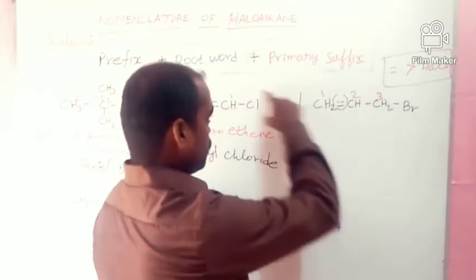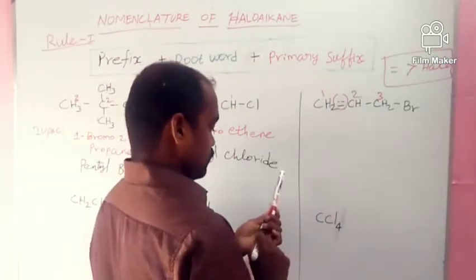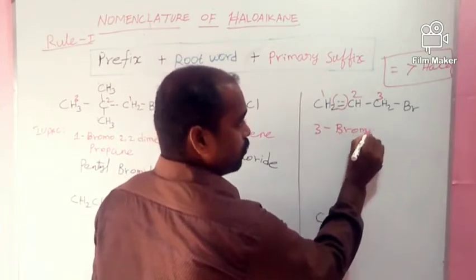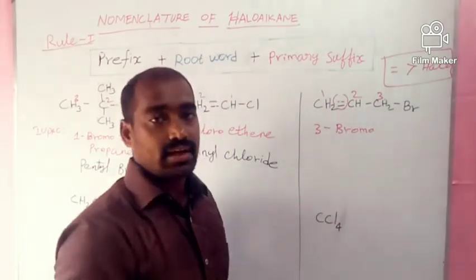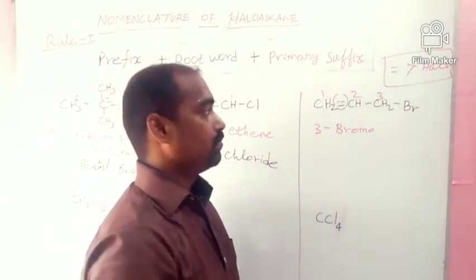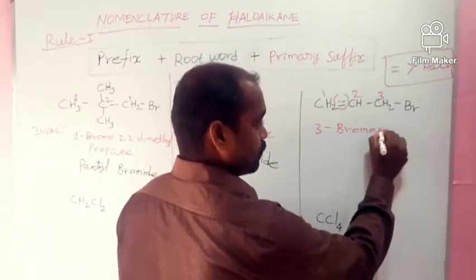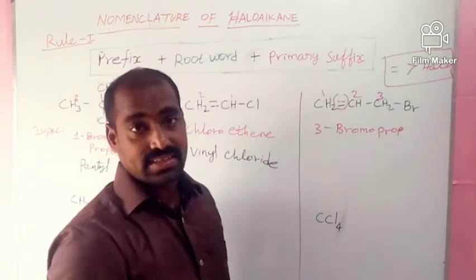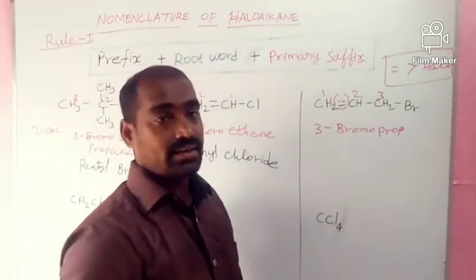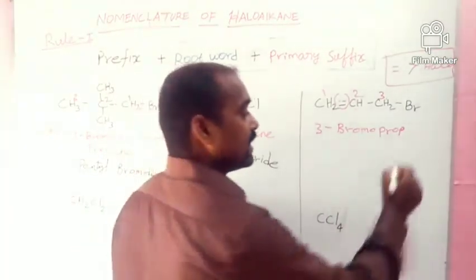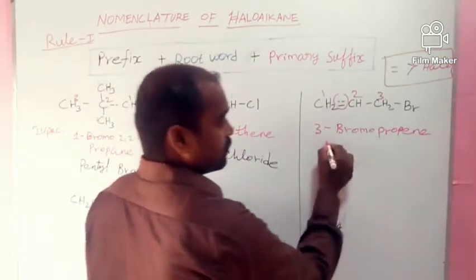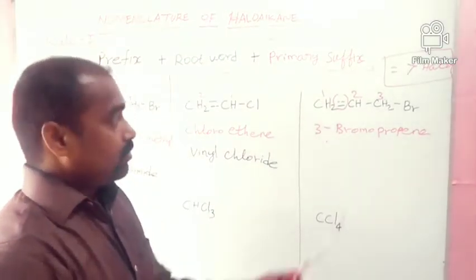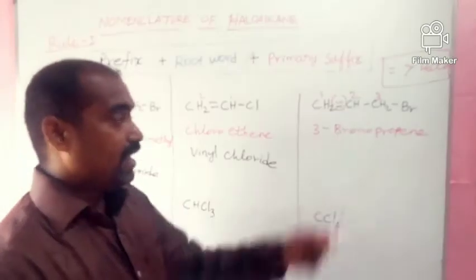How to write this? According to this rule, 3-bromo. How many carbons? 3 carbons. For 3 carbons, what is the root word? Prop. What is the primary suffix? It's an unsaturated double bond present, so ene. 3-bromopropene. So the common name is allyl bromide.